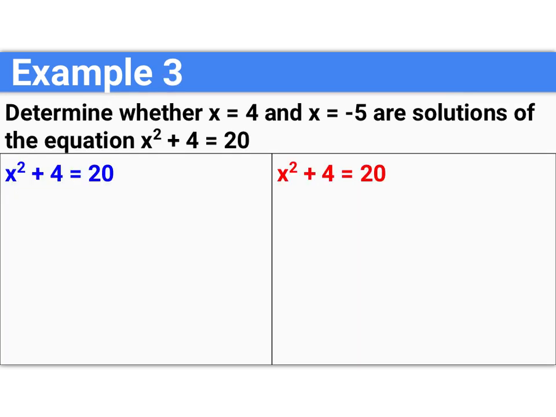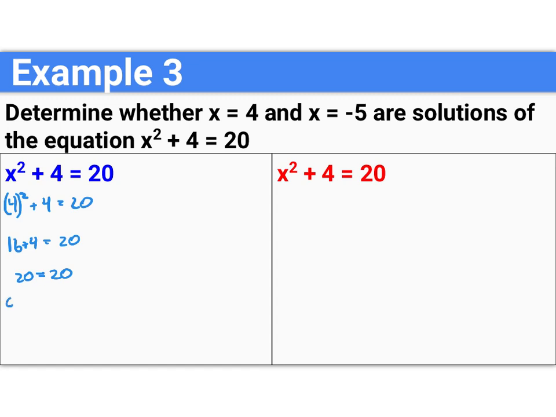Okay. Determine whether x equals 4 and x equals negative 5 are solutions of the equation x squared plus 4 equals 20. So now, when we did simplify and evaluate expressions, we told you about substituting. So let's see what we have. We have 4 squared, and we put the 4 in parentheses, plus 4 equals 20. So 4 times 4 is 16, plus 4 equals 20. Is that true? Yes, it is. 20 equals 20.